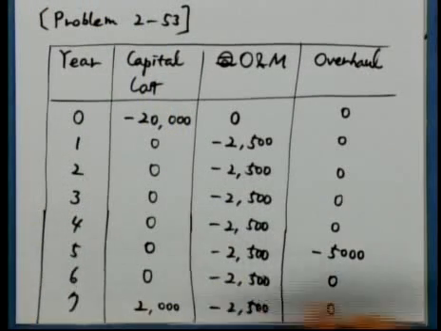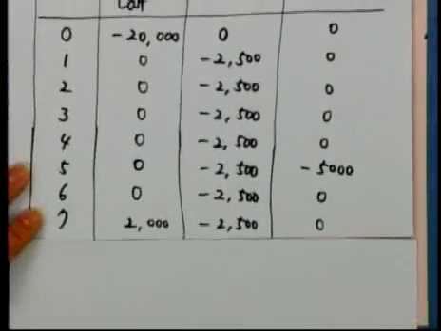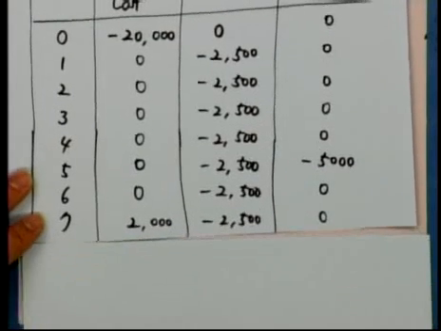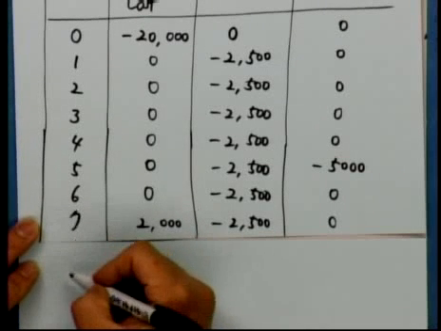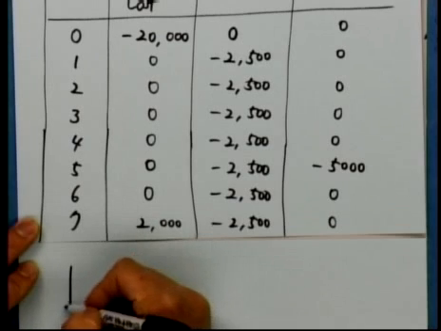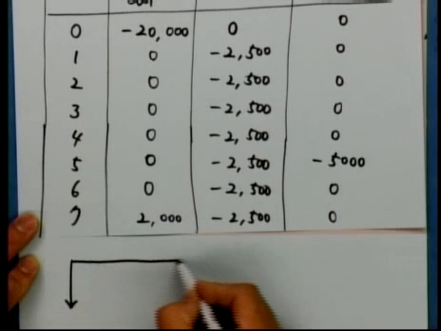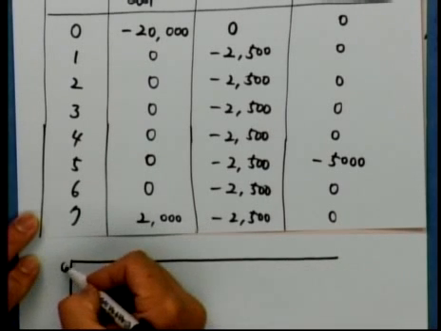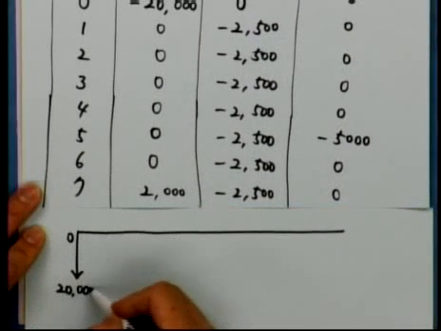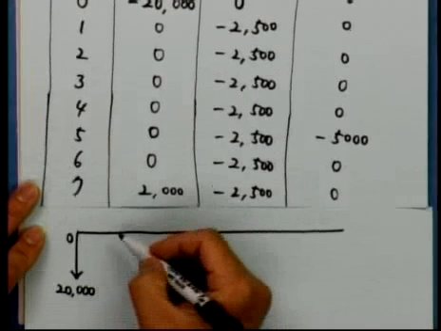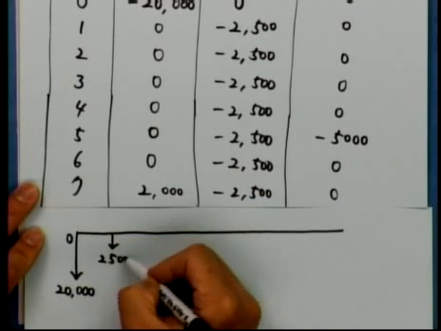So based on this table, you can draw the cash flow diagram. So here, arrow pointing down means negative cash flow, right? And at time 0, you need to put negative 20,000 down here. And at the end of the first year, you need 2,500.